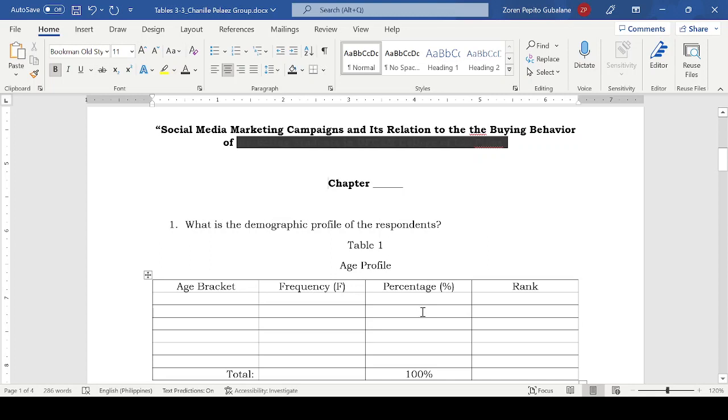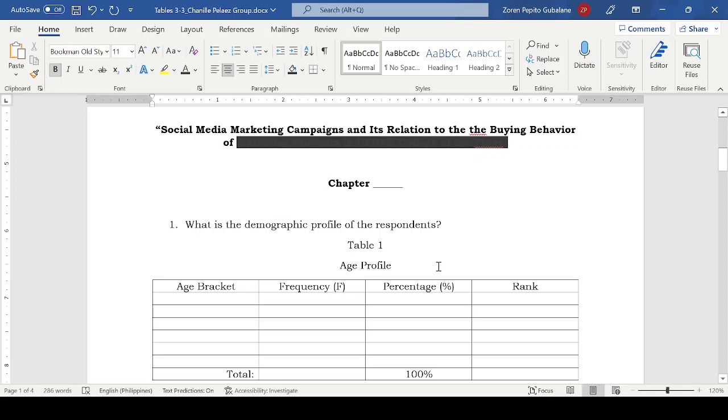So ilalagay dyan kung ilang percent ang ages 8 to 12, 13 to 18, something like that. And then you will be able to come up with the rank. So irarank ninyo yan. Well, I have already a lecture or video on how to come up with the ranking. So we're done with the first profile as stated under statement of the problem number 1.